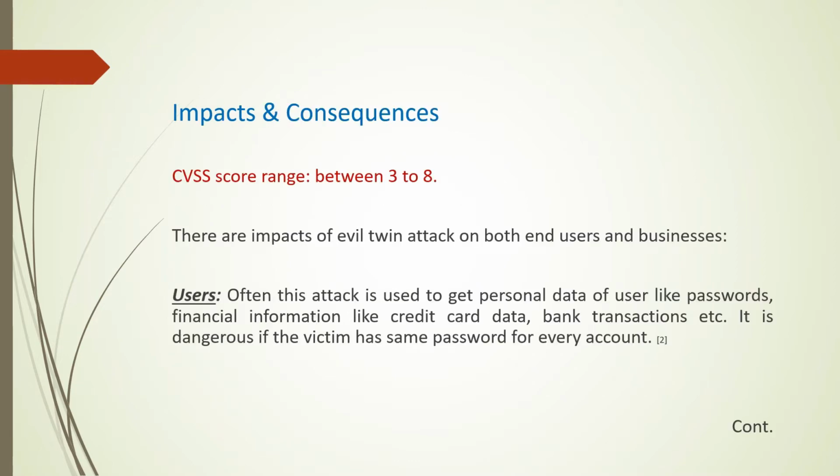We'll see the consequences and impacts of evil twin attack. The evil twin attack has a CVSS score ranging between 3 to 8. There are dangerous impacts of evil twin attack on both the end users and the businesses. First, we'll see the users. Often this attack is used to get personal data of users like passwords, financial information like credit card data, bank transactions, and etc. It is dangerous if the victim has the same password for every account.